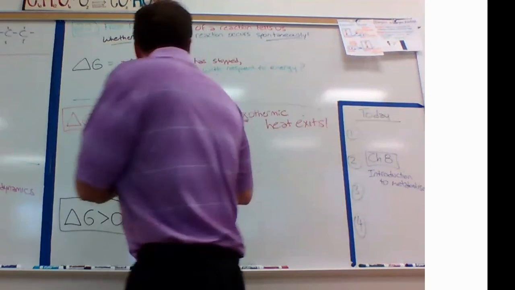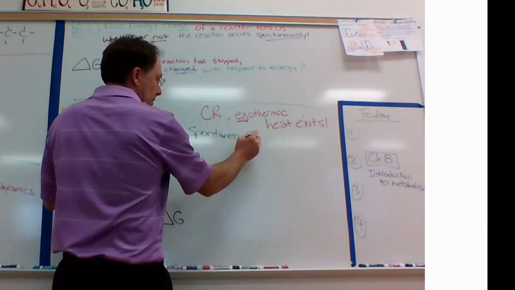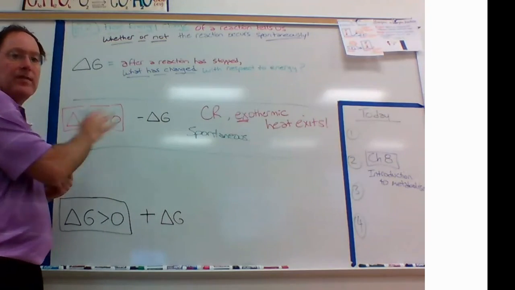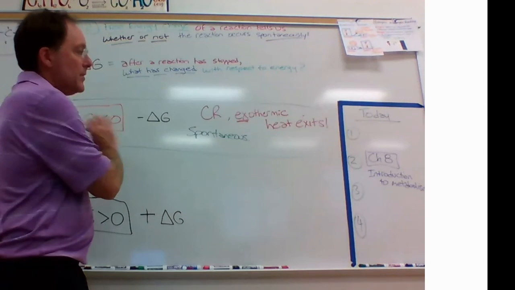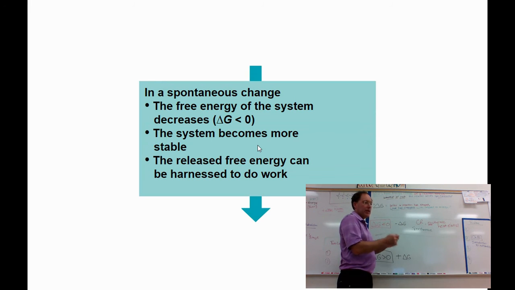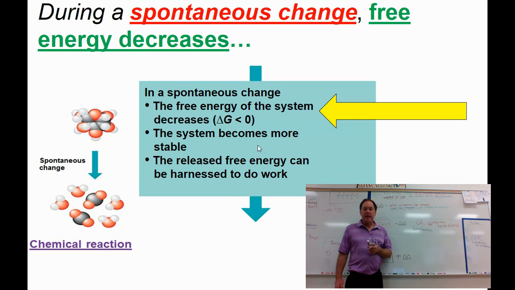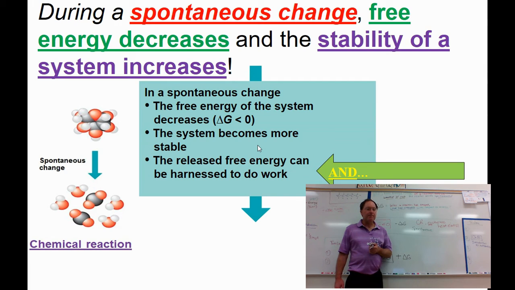And I'm going to write down the word spontaneous, meaning this only occurs in reactions that would have happened by themselves if given enough time. Our example here is cellular respiration. As a result of this occurring, the system becomes more stable because the products have less energy than the reactants did. Energy is released, and that free energy then can be harnessed to do work. And that's going to be a big concept in 8.3. During a spontaneous change, free energy decreases. You see that here. And the stability of a system then increases.